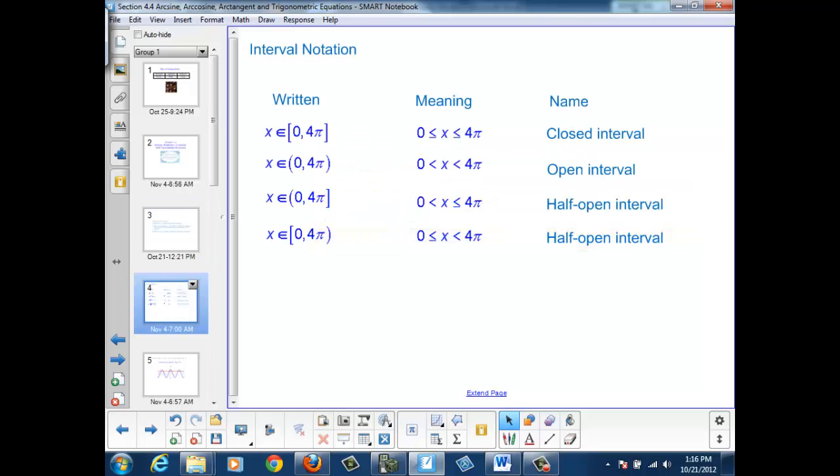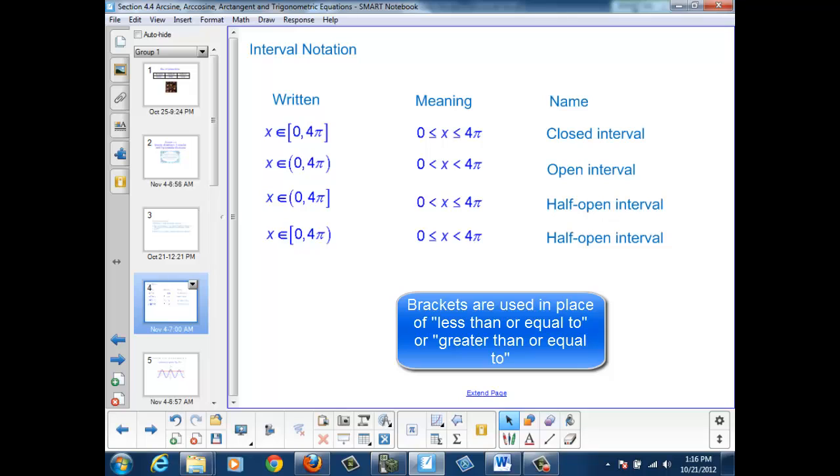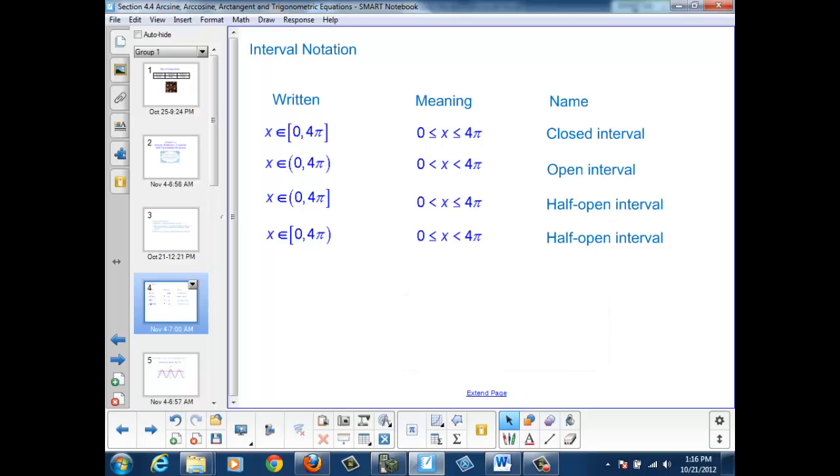Let's start with a quick review of interval notation. Interval notation is used when we don't want to use the inequality signs to describe a domain of x or a range of y. If we want to express the idea of x being between two values including the endpoints, in other words less than or equal to and greater than or equal to, we use brackets around our endpoints for the interval. For example here, x is between 0 and 4 pi inclusive, uses brackets.